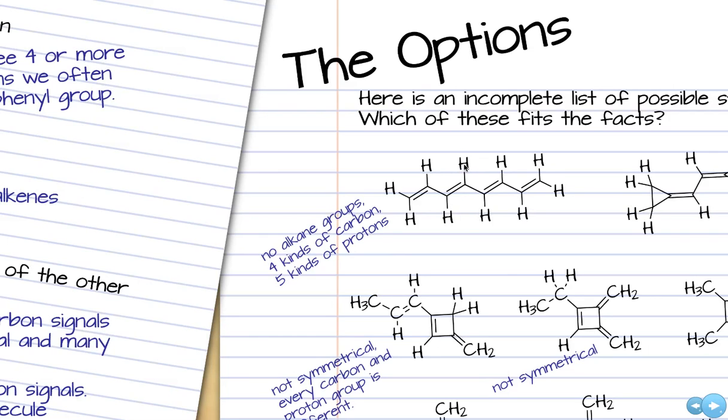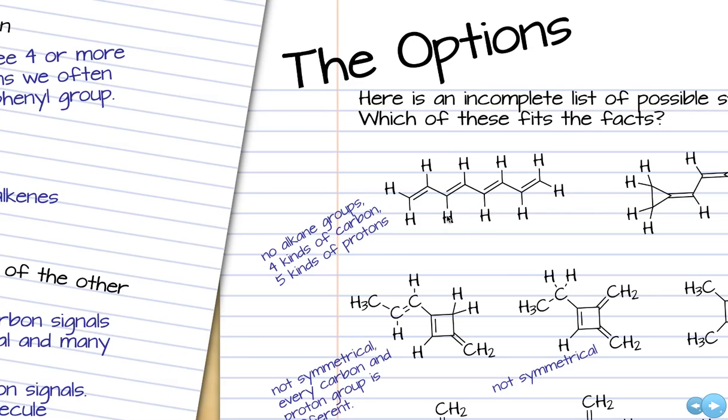4, 5. Now, these 2 protons are the same. Why are they the same? Because right here, there's a center of symmetry in the molecule. If I put a little axis down through that bond and I rotated this molecule 180 degrees, I wouldn't know I had done it. This proton and this proton are exactly the same.